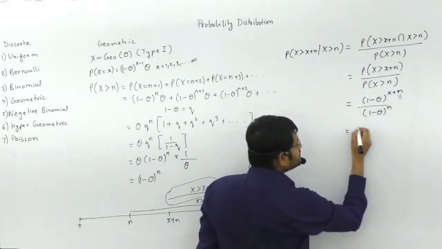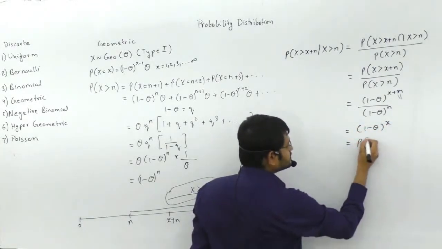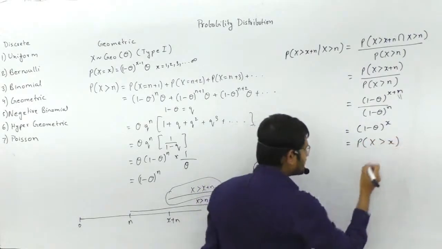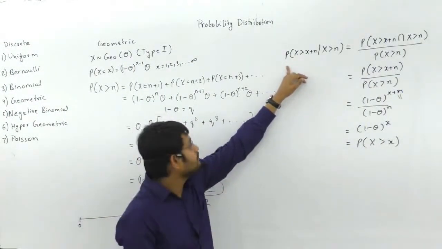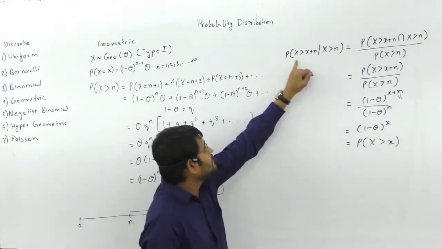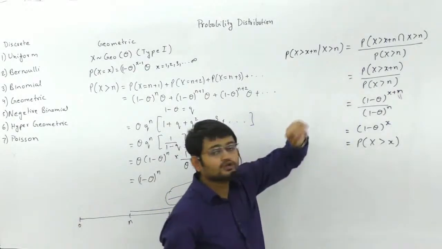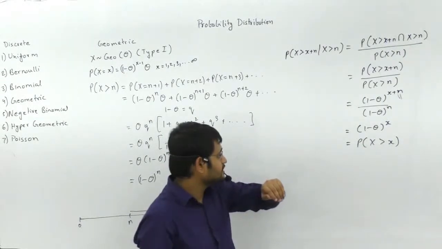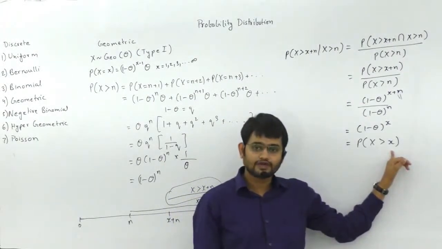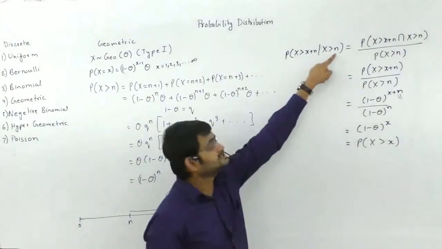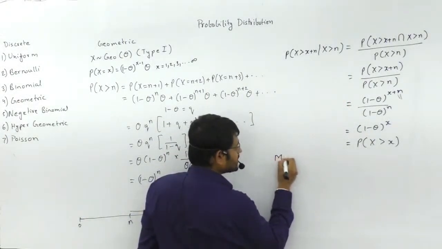So this is nothing but (1 − θ)^x, or I can say it is nothing but the probability X greater than x. Now what were we finding? We were finding the probability that we'll have at least x plus n failures when we already know that there have been n failures. Now that is equal to the probability that we'll have x more failures. Because it is independent of n, we call this the memoryless property.